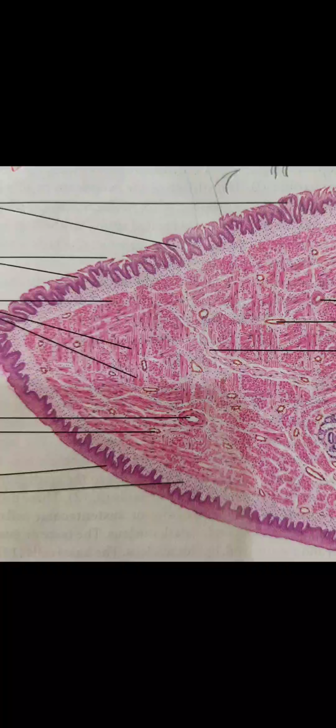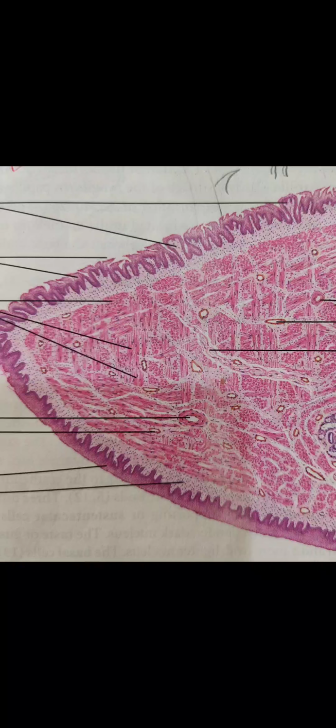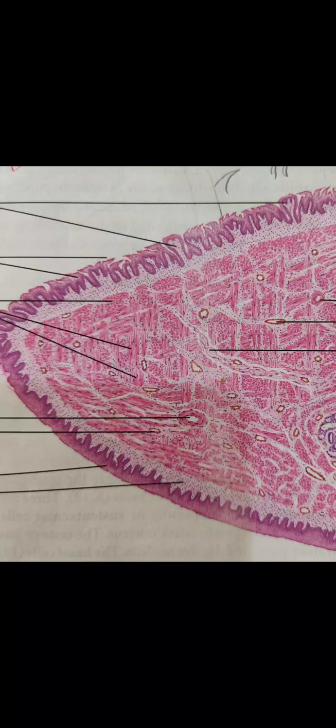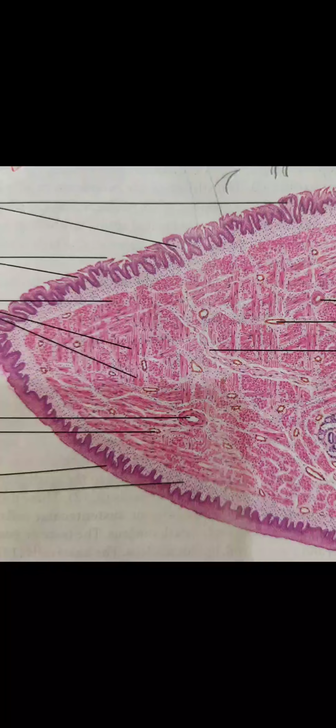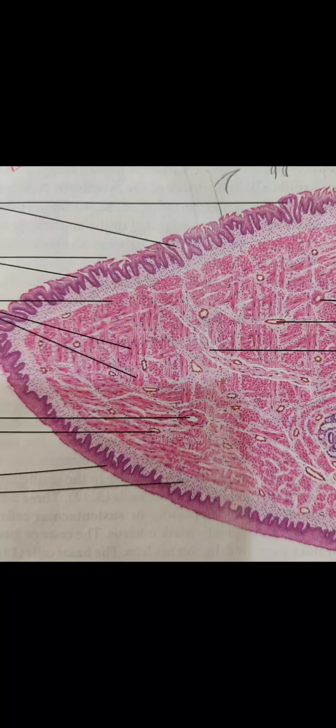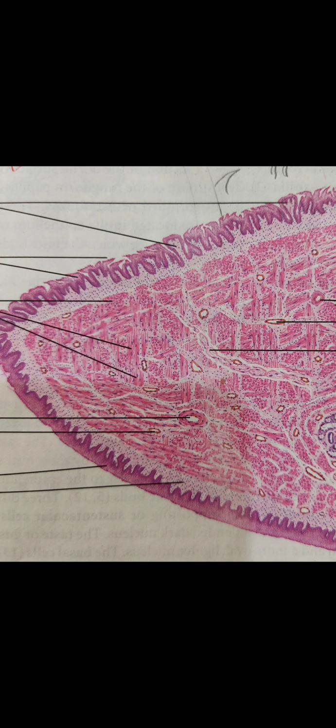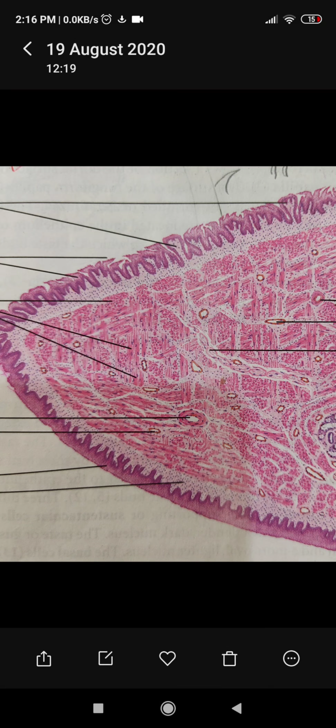Now I hope you have understood the structure of the tongue from this video. In the last, the important identification points by which you identify the structure of the tongue are the presence of papillae on the dorsal surface, skeletal muscles, and the presence of taste buds in the fungiform papillae.